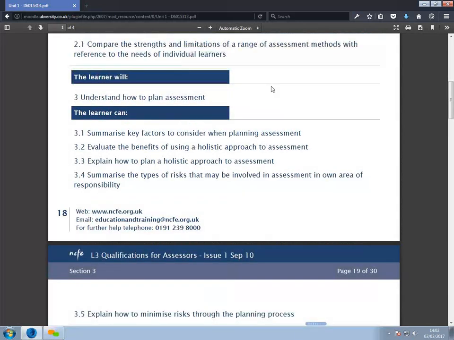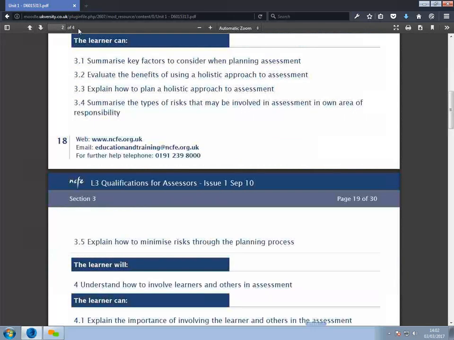Understand how to plan the assessment. Now, that really is summarising the key factors to consider when planning an assessment. Evaluate the benefits of using a holistic approach to assessment, and explain how to plan a holistic approach, and then summarise the different types of risks that may be involved in the assessment in your own area of responsibility.